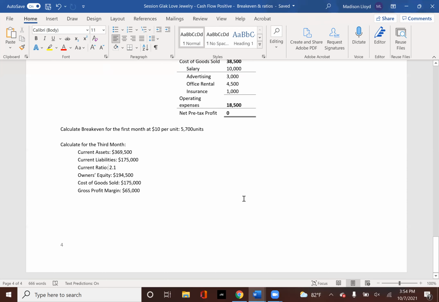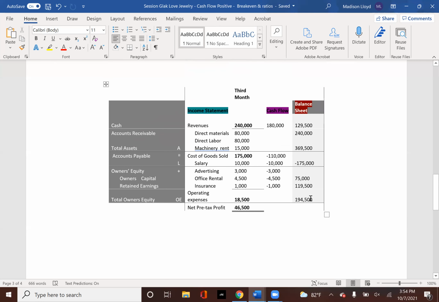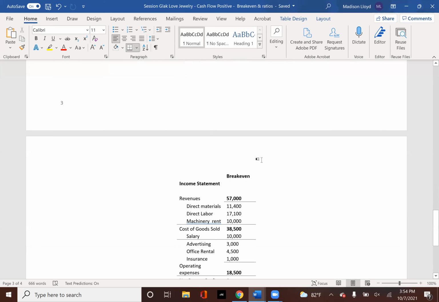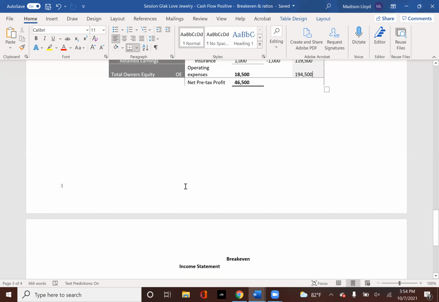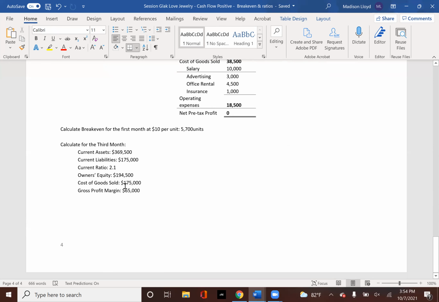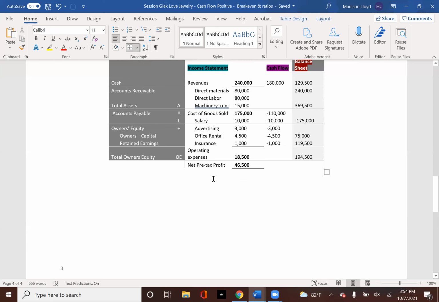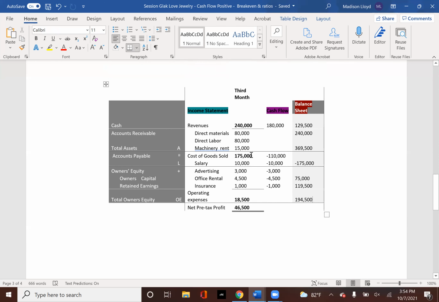Okay. Owner's equity, go all the way up here. All right, right here, total owner's equity, $194,500. Okay, and this is all being calculated for the third month. Cost of goods sold for the third month, $175,000, right there in bold.